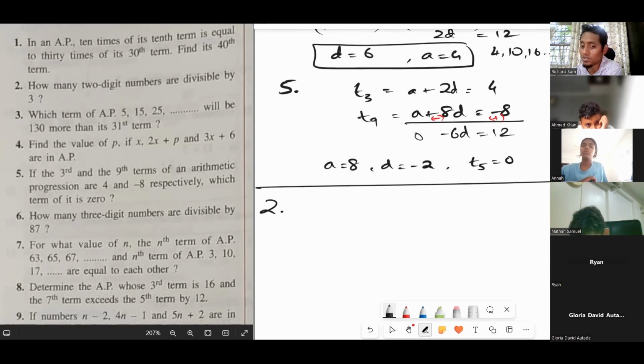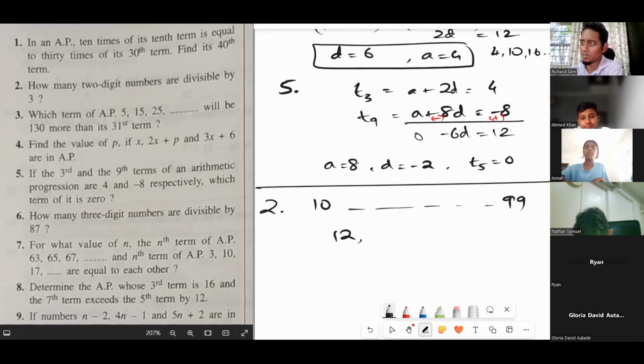The smallest two-digit number that you know is 10, and the biggest two-digit number is 99. Between 10 and 99, they're asking how many numbers are divisible by 3. What is the first two-digit number that's divisible by 3? 12. Next number divisible by 3? 15. Then 18. And what is the last number that's divisible by 3?